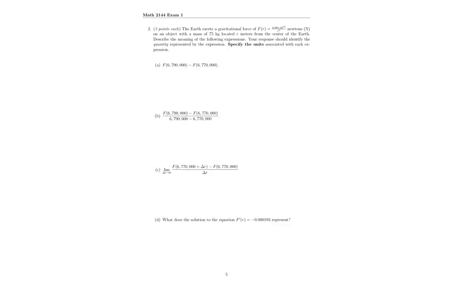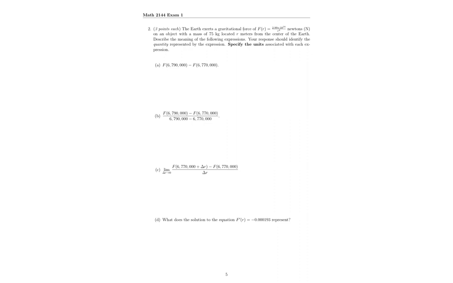So for this problem, it tells us that the Earth exerts a gravitational force. It gives us this function f of r, that's a gravitational force equals 2.99 times 10 to the 16th over r squared newtons, which is the unit for it, on an object with a mass of 75 kilograms located r meters from the center of the Earth. Describe the meaning of the following expressions. Your response should identify the quantity represented by the expression. Specify the units associated with each expression.